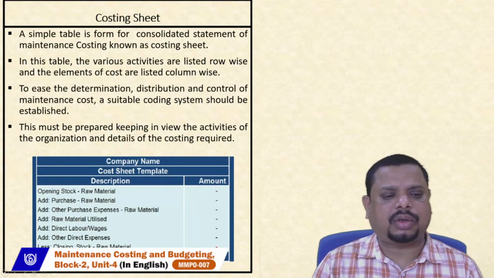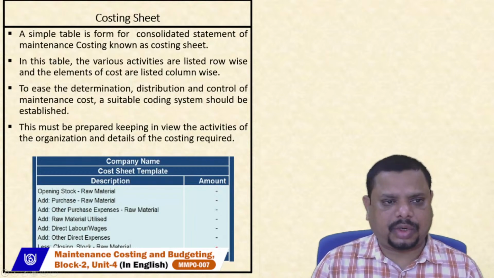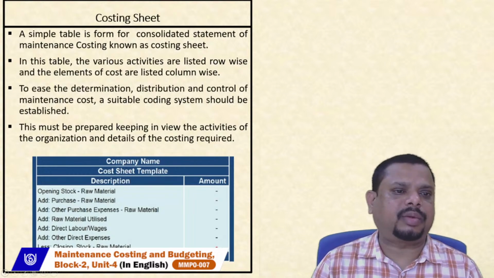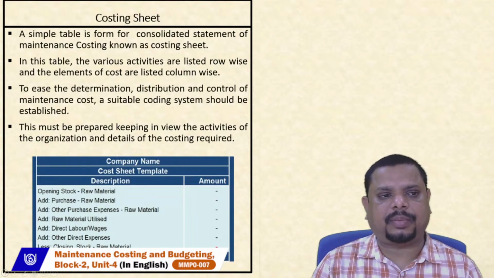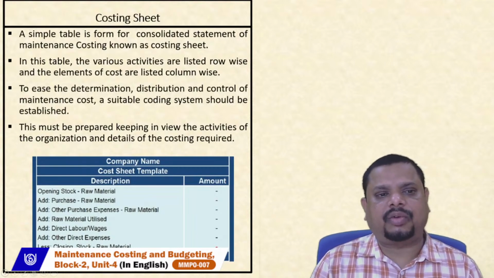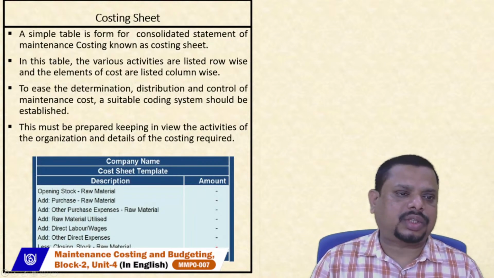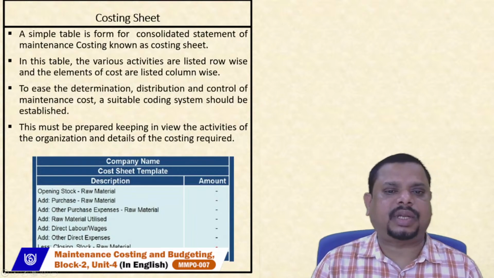That means opening stock of raw materials, then purchase of raw materials, then other purchase expenses, raw material utilized, direct labor wages, other direct labor expenses, and less closing stock of raw materials. If you observe this particular sheet, it's a simple table in the form of a consolidated statement of maintenance costing, which is known as a costing sheet. I repeat, it's a simple table form for a consolidated statement of maintenance costings, known as costing sheets. In this table, various activities are listed row wise and the elements of cost are listed column wise.